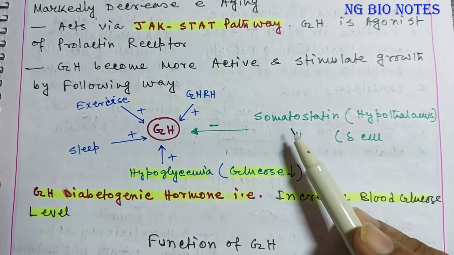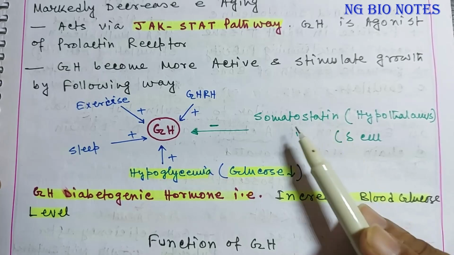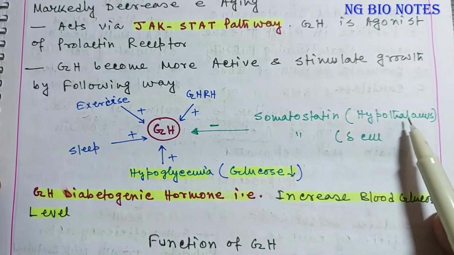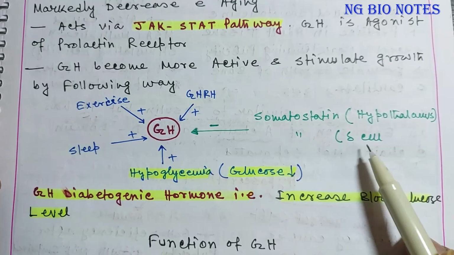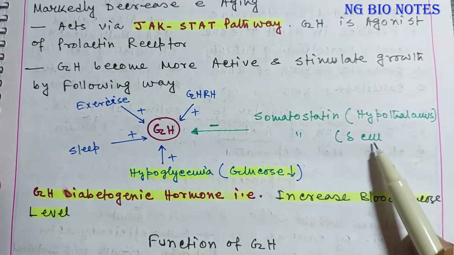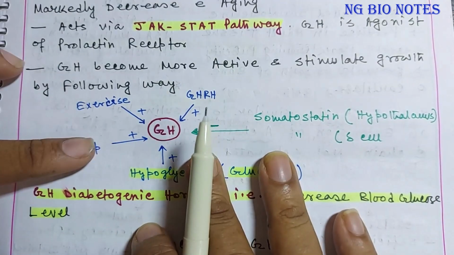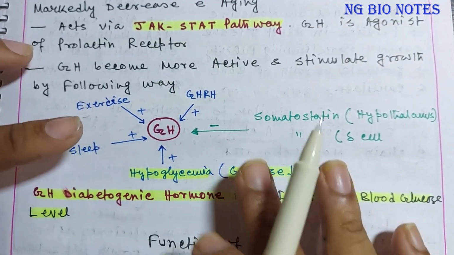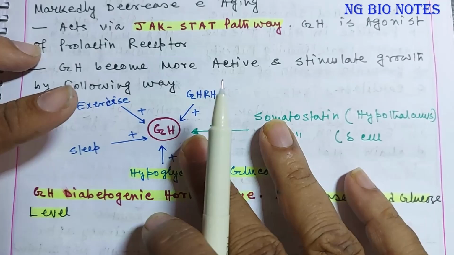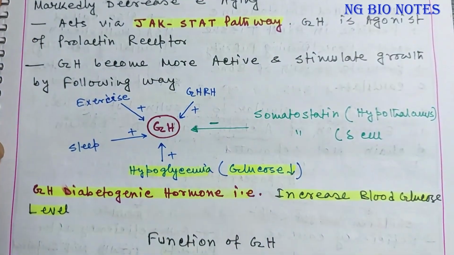Another important hormone is somatostatin, which is secreted from the hypothalamus and also from delta cells of the pancreas, but it inhibits secretion of growth hormone. So these are the important factors responsible for secretion of pulsatile growth hormone.